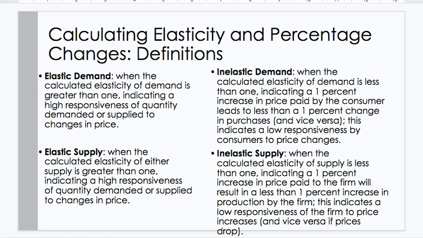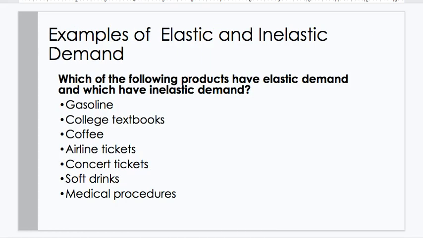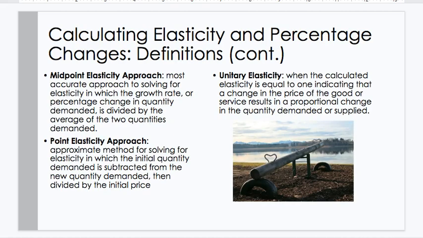Inelastic supply is when the calculated elasticity of supply is less than 1, indicating a 1% increase in price paid to the firm will result in a less than 1% increase in production by the firm. This indicates a low responsiveness of the firm to price increases, and vice versa if price drops. Examples, this one we already looked at.